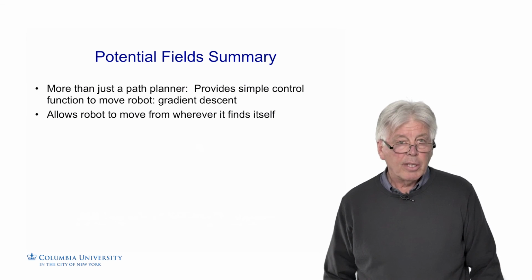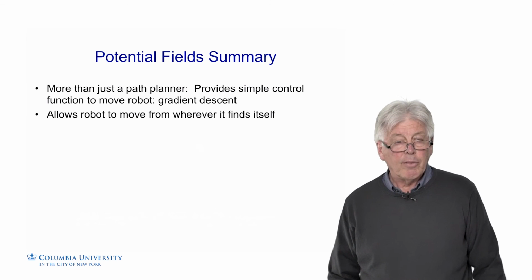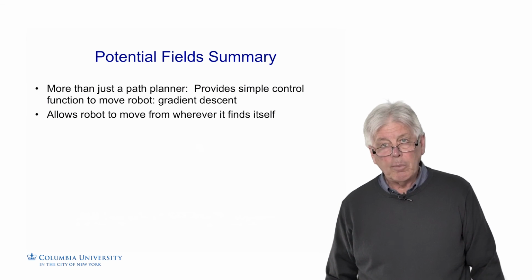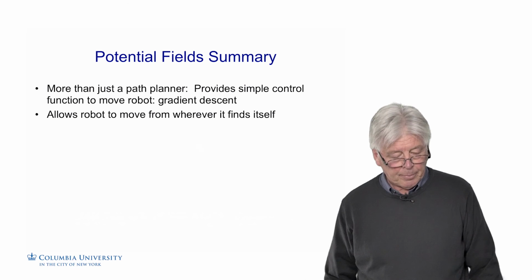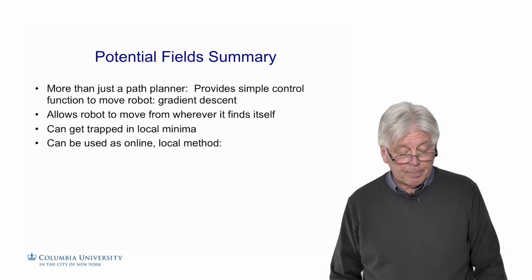It's also good because it always allows the robot to move from wherever it finds itself. You can think of this more as a continuous method, so wherever you find yourself, there's a control point, you know how to move, unless you're in a local minimum. Which again is the problem. You can get trapped in a local minimum.